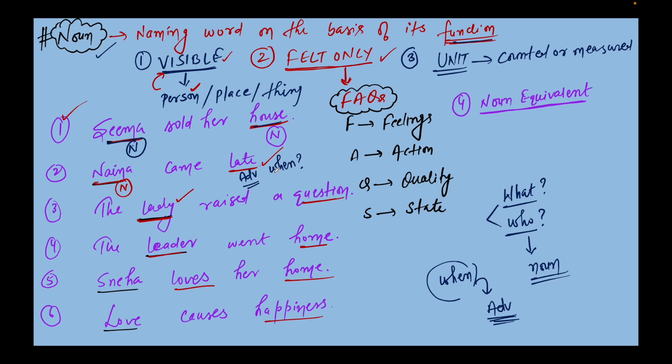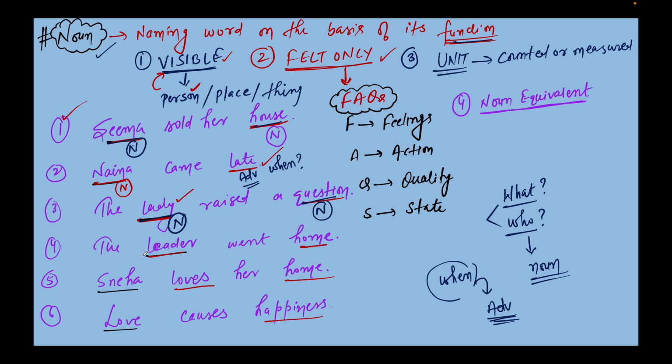Is it clear? Come. The lady raised a question. So I'm asking who raised a question? Of course, this lady. So it is giving the answer of who. So in that case, this lady will be called a noun. Is it clear? Okay. I'm asking the lady raised what? Of course, a question. So it is giving the answer of what. In that case, it will be known as a noun.